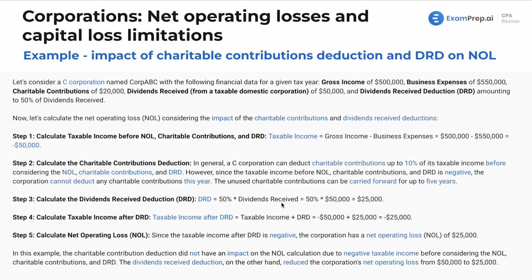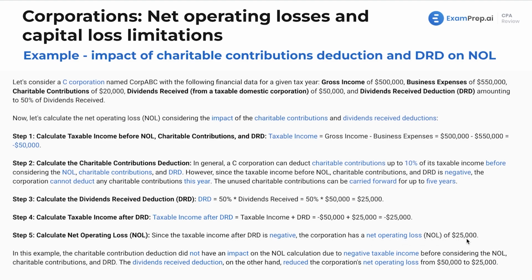Next, for the DRD, well, what would that be? We have the 50% deduction, so $50,000 in dividends times 50% is $25,000. The taxable income after the DRD we would see is going to be negative $25,000. And then our NOL, well, since the taxable income after the DRD is negative, the corporation has a net operating loss of $25,000.